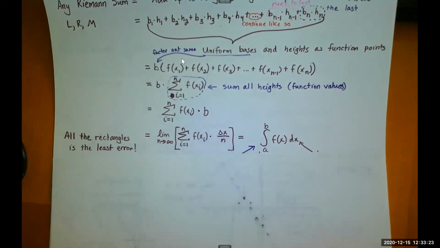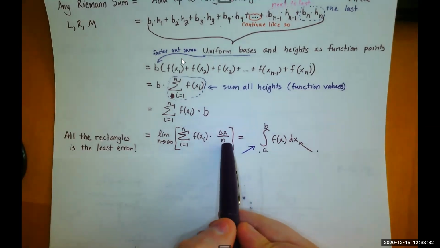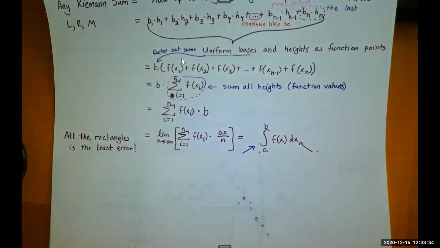So again, to use my example, if we're going from 8 to 1, the length is 7. If we divide that into 7 pieces, each one of those bases is 1. If we divide it into 14 pieces, each one of those bases is a half. If we divide it into 21 pieces, each one of those bases is a third of a unit.